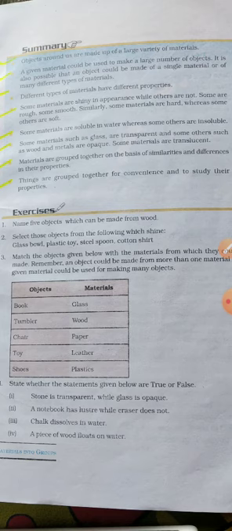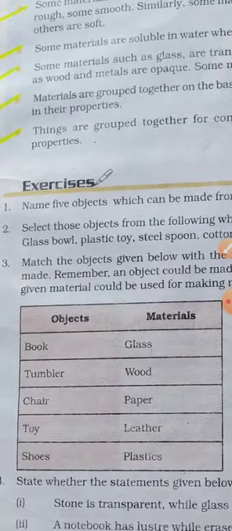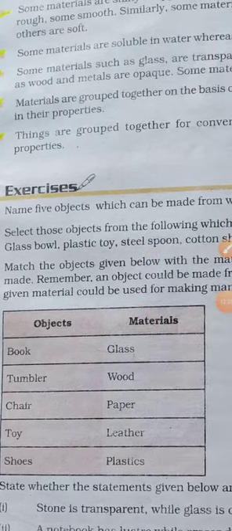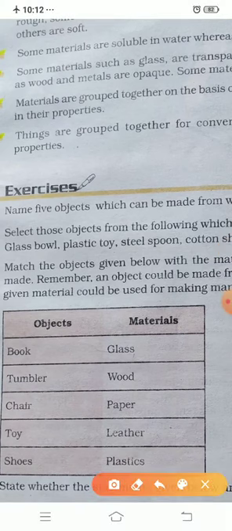Select those objects from the following which shine. अभी इसमें से जो शाइन करता है, glass bowl that will shine. Here glass bowl will shine, plastic toy will not shine, steel spoon will shine, cotton will not shine, cotton shirt will not shine.